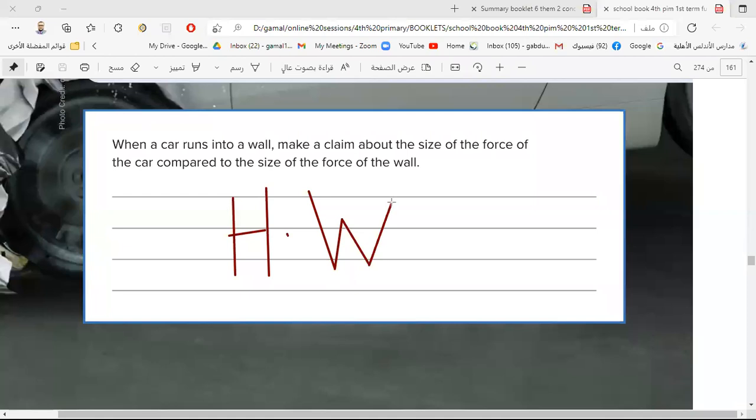Read it, Omar. When a car runs into a wall, what happened? Make a claim, that is, explain. Did you understand what happened when a car crashes into a wall? Explain it, okay? Explain what happened when the car crashes into a wall. Why did the car stop suddenly? The wall exerts another force.